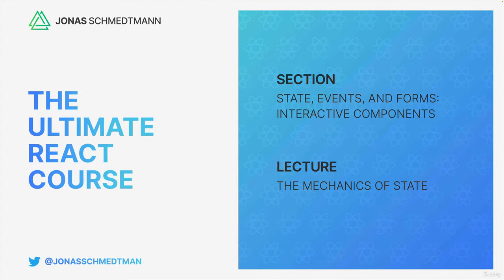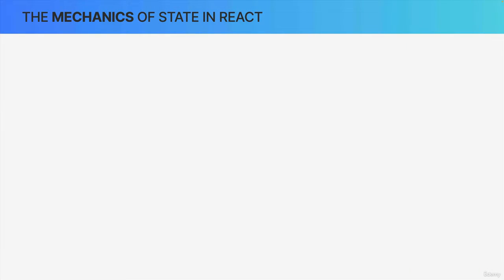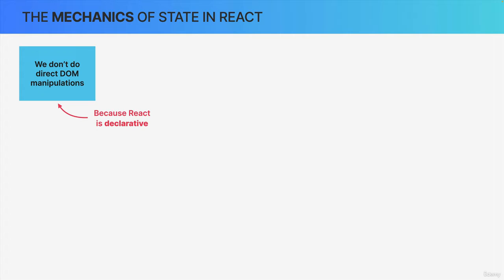Okay, so we have just seen the power of state by using the useState function. But now let's get a better understanding of how exactly state works in React. And let's start from a fundamental React principle that we have already discussed earlier. So remember how we learned that in React, we do not manipulate the DOM directly when we want to update a component's view, right? So React is declarative, not imperative, and so we never touch the DOM in our code.